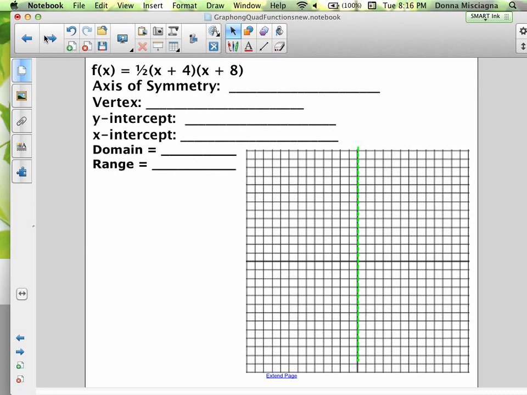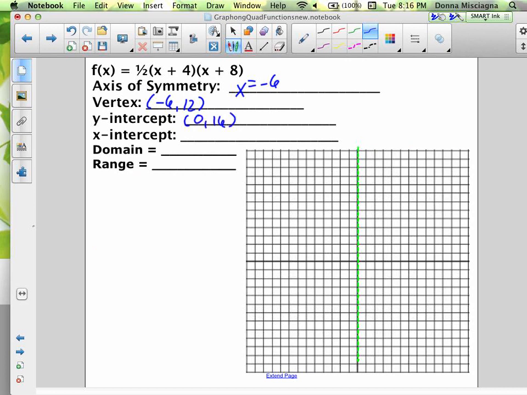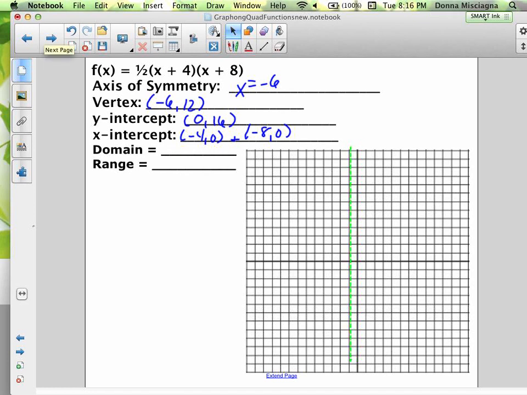All right, so our axis of symmetry was x equals negative 6. The vertex was negative 6, 12. The y-intercept was 0, 16. And the x-intercepts are negative 4, 0, and negative 8, 0. Let's just graph. Let's move our axis of symmetry to the right location, negative 6. I'm not changing the scale here, so I don't need to. 1, 2, 3, 4, 5, 6. So you can draw your axis of symmetry there. Let's write in the equation for the axis of symmetry.